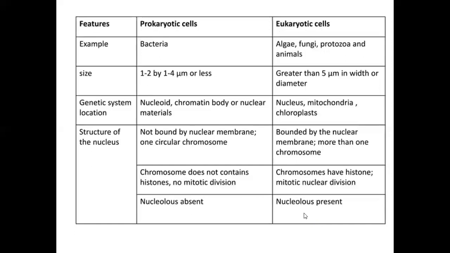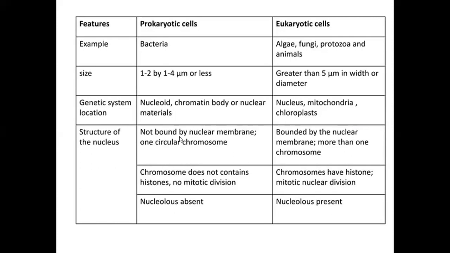Next, we will discuss about the comparative properties of prokaryotic and eukaryotic cells. Example of a prokaryotic cell includes bacteria. That of eukaryotes includes algae, fungi, protozoa, and animal cells. Prokaryotic cells are typically smaller in size, about 1 to 2 by 1 to 4 micrometers, while that of eukaryotic cells are more than 5 micrometers in diameter. The genetic system consists of nucleoid, chromatin body, or nuclear material in case of a prokaryotic cell, while we have a well-defined nucleus, mitochondria, and chloroplast present in case of a eukaryotic cell.